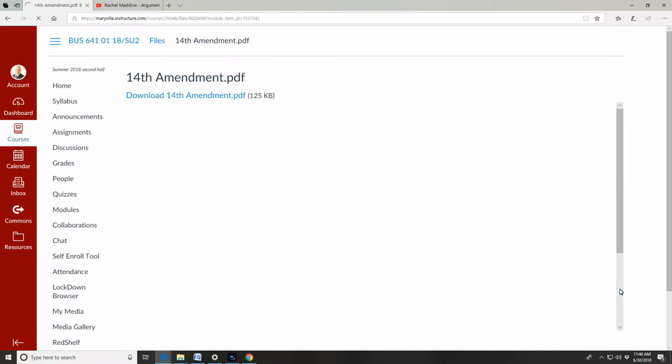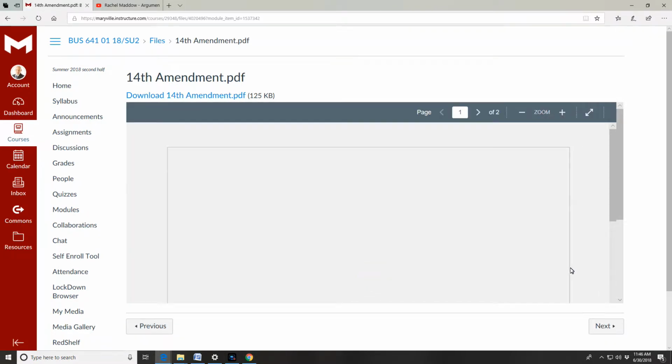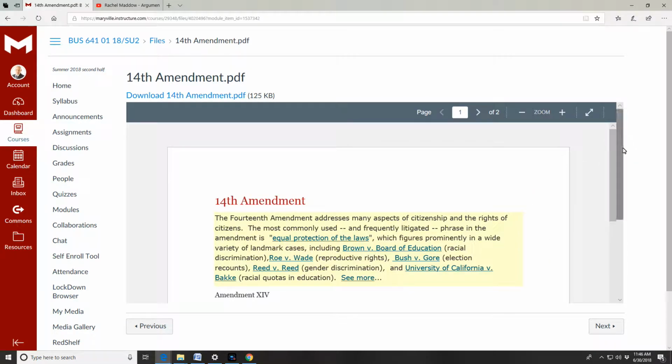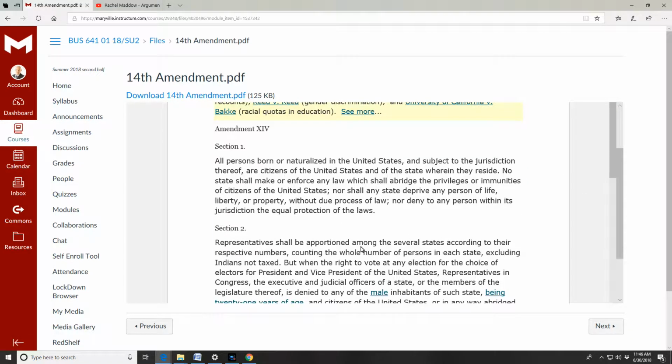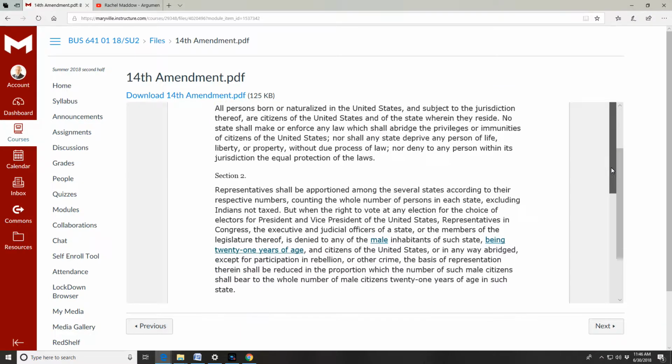This is from the National Council of Women's Organizations. The next document is the 14th Amendment. This has been passed and is part of our Constitution. So again, the yellow box is going to give you some background, some cases that apply. It is a little bit longer than the proposed ERA, but it's not super long.